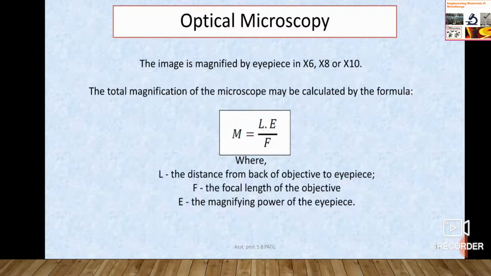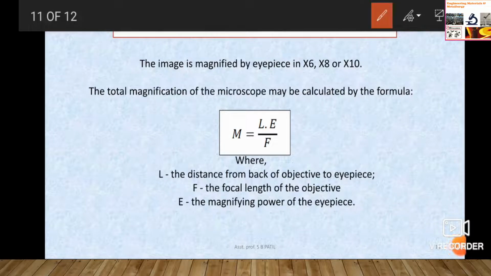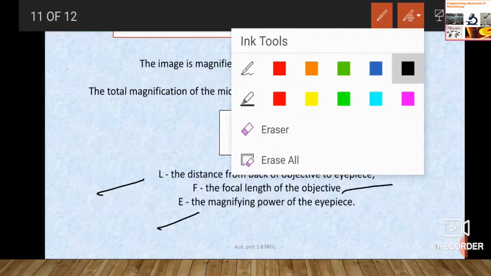So the image is magnified in the eyepiece by x6, x8 or x10. Okay, the image is magnified by the eyepiece by x6, x8 or x10, or you can say 6x, 8x or 10x. The total magnification of the microscope is calculated by this formula, that M is equal to L into E by F, where L is the distance from the back of the objective to the eyepiece, F is the focal length of the objective, E is the magnifying power of the eyepiece.